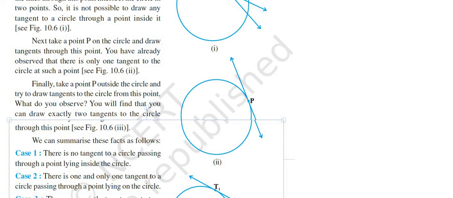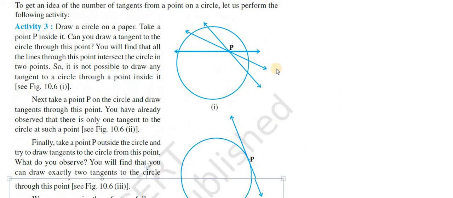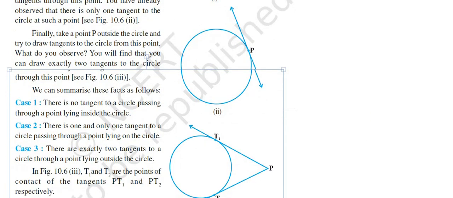So next, finally take a point P outside the circle. We can draw only one tangent when we take a point on the circle. Suppose we take a point inside the circle, we are not able to draw any tangents. If we take a point on the circle, we can draw one tangent. Suppose we take a point P outside the circle, there you can draw two tangents. Are you getting? It's very simple.